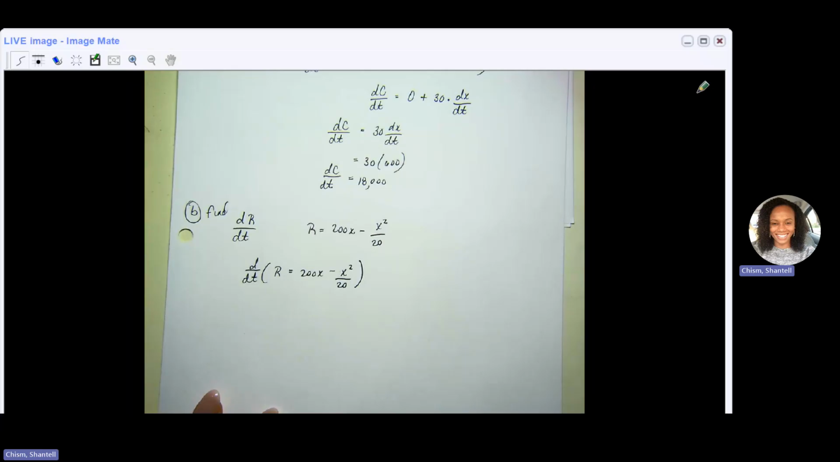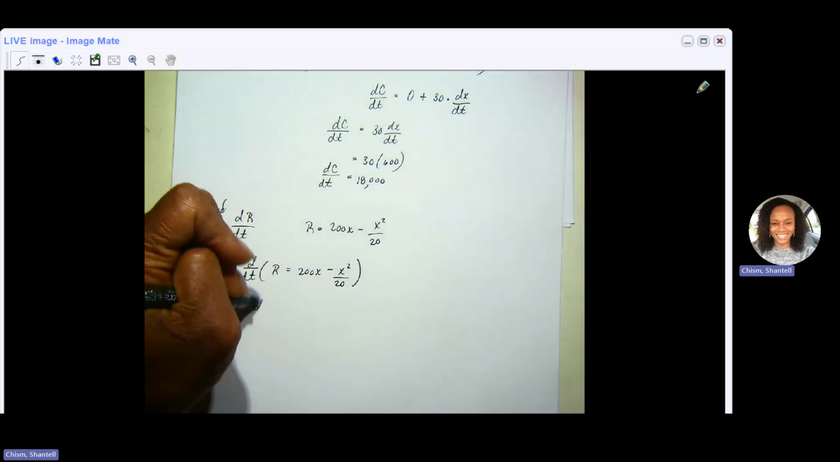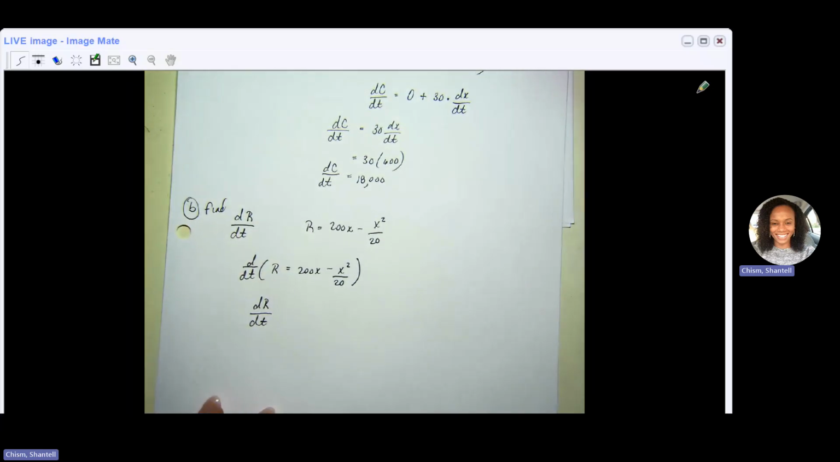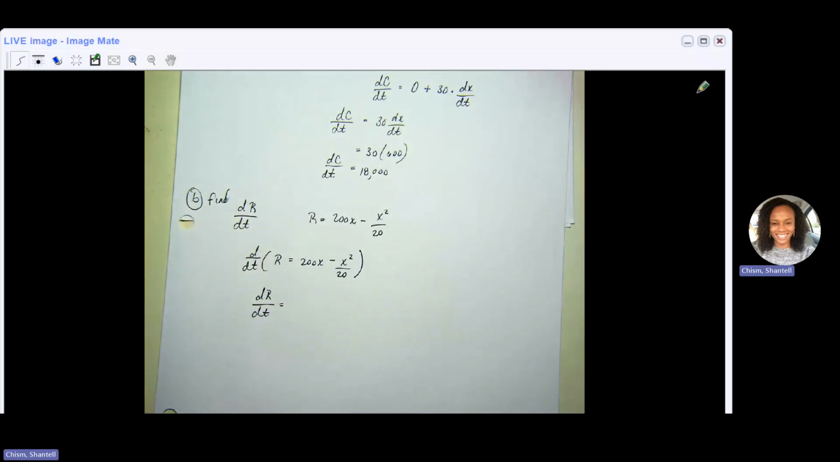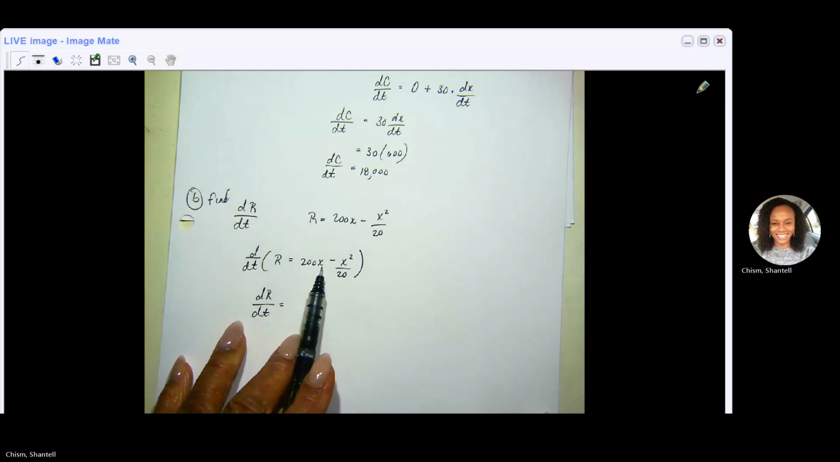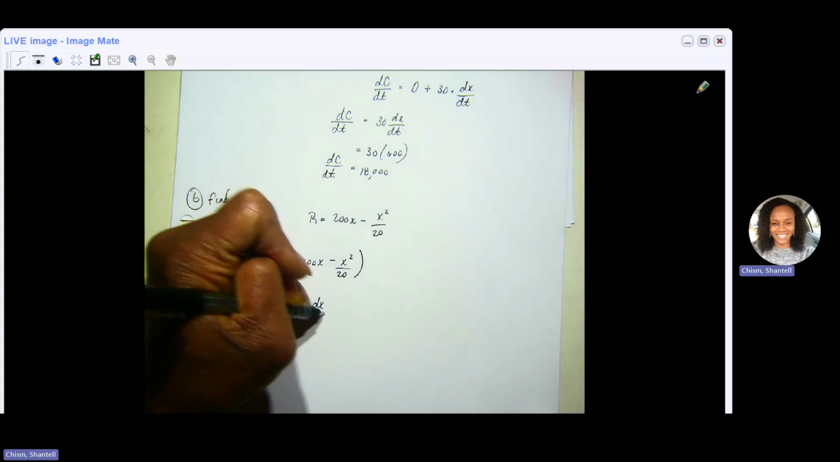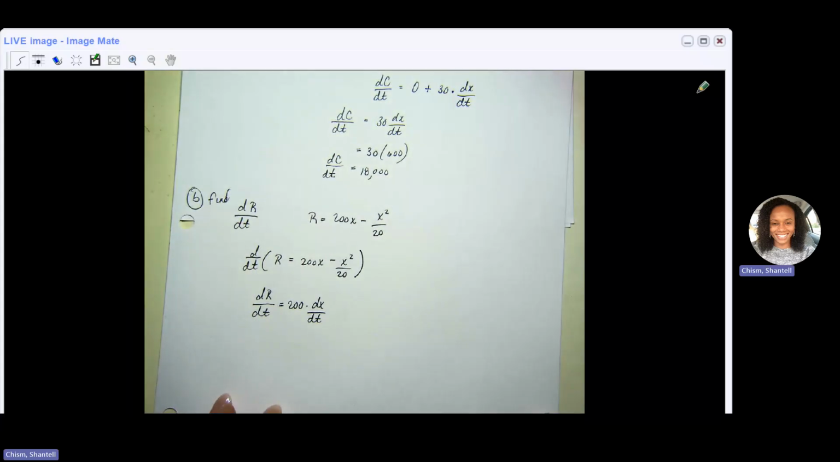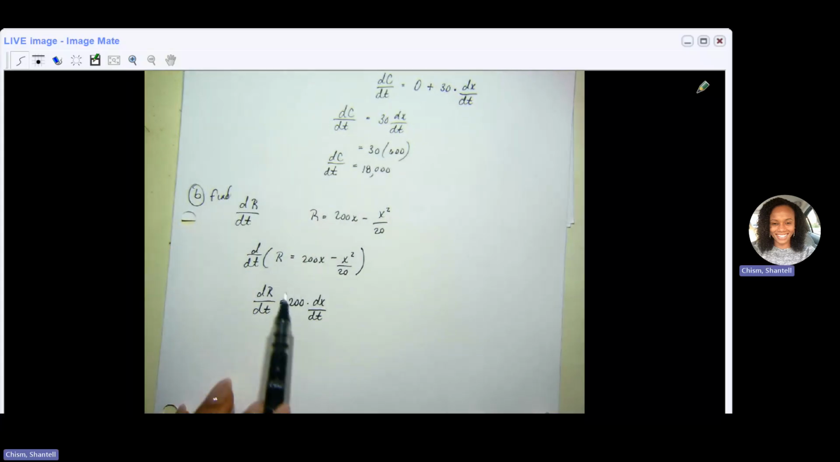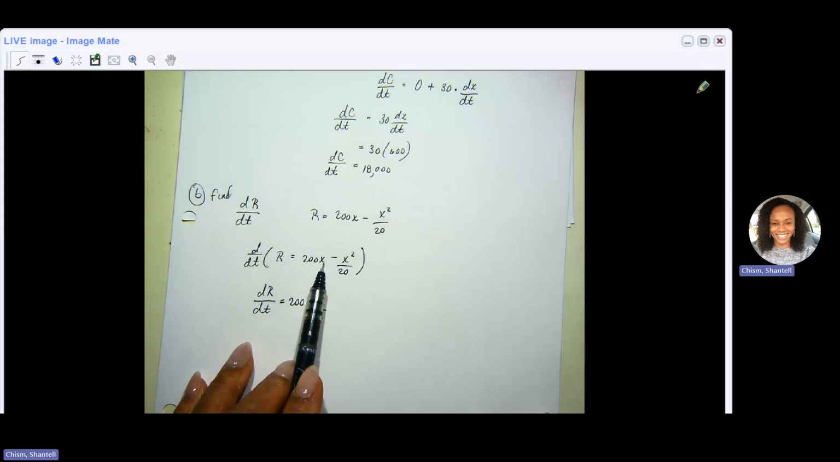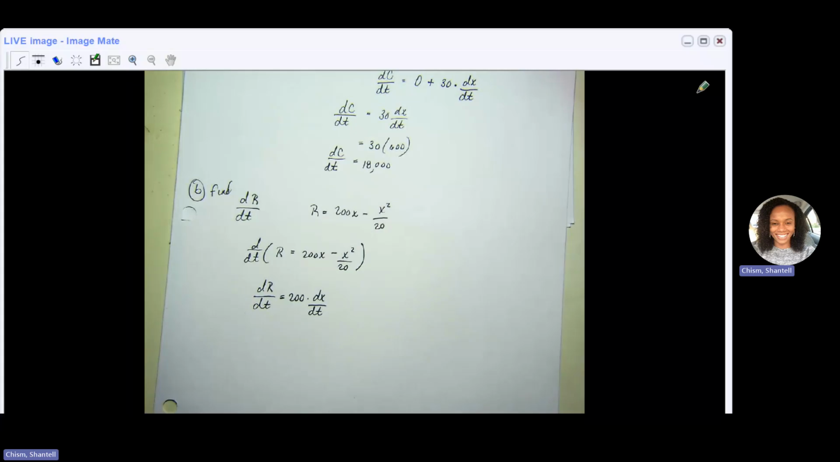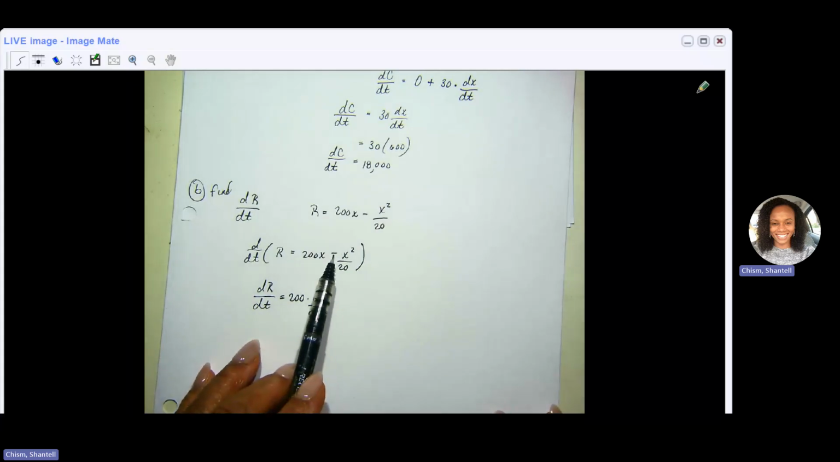So the derivative of R, that is just dR over dt, the derivative of R with respect to t, equals the derivative of 200x. The derivative of 200x is going to be 200 times dx over dt. Okay, the derivative of the linear term just becomes a constant. And then remember, x is a function of t, so the derivative of x itself is dx over dt. Okay? Then we've got negative x squared over 20.